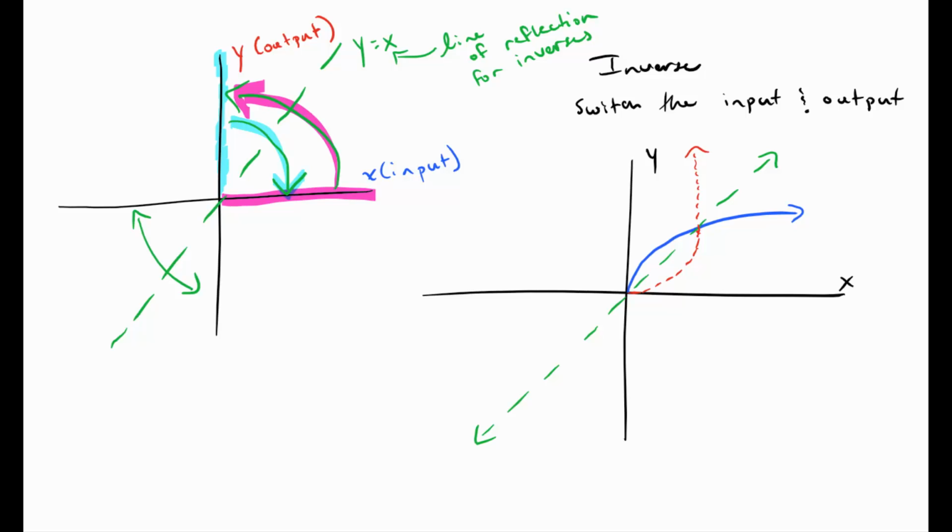Again, my drawing isn't perfect, but you can see the reflection, and so in this case, if the blue curve is f of x, we would write out that the red curve here is its inverse, which we use the little -1 exponent to show.